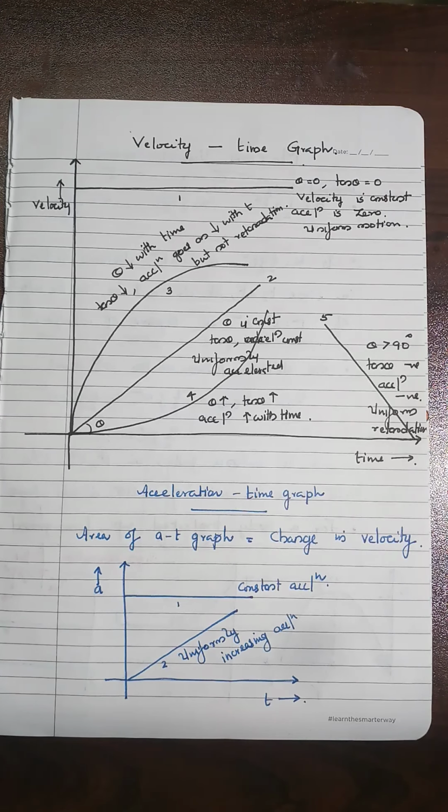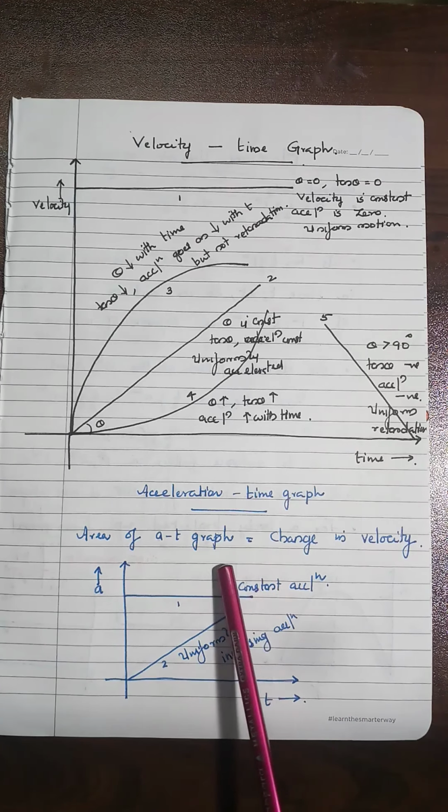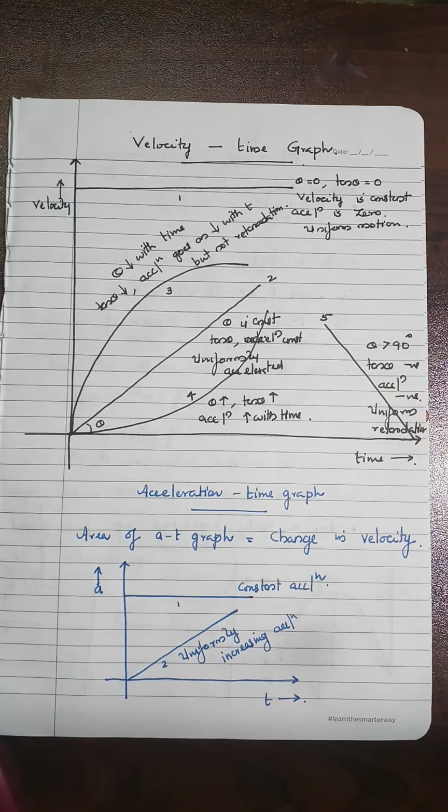Look at the third graph, the acceleration-time graph. And keep in mind, the area of the acceleration-time graph will give the change in velocity. And here the constant acceleration curve, and here the uniformly increasing acceleration is represented as the second curve.